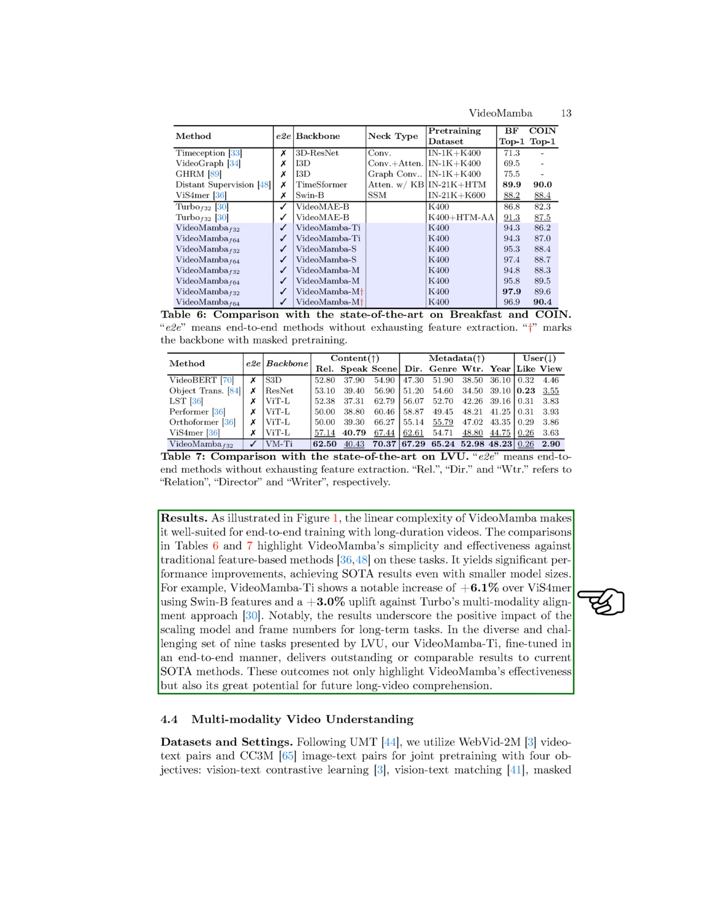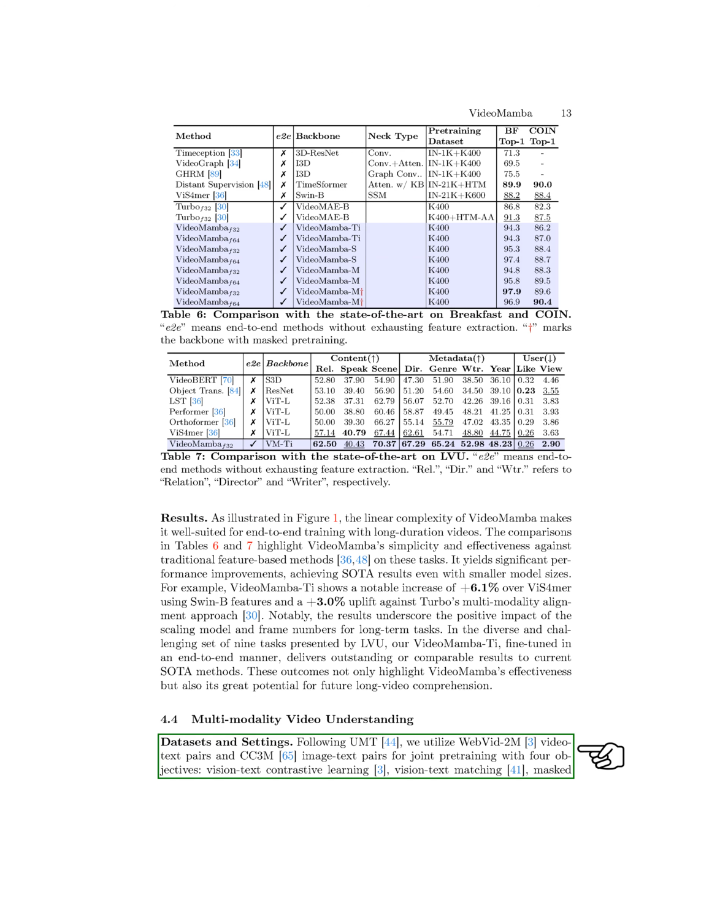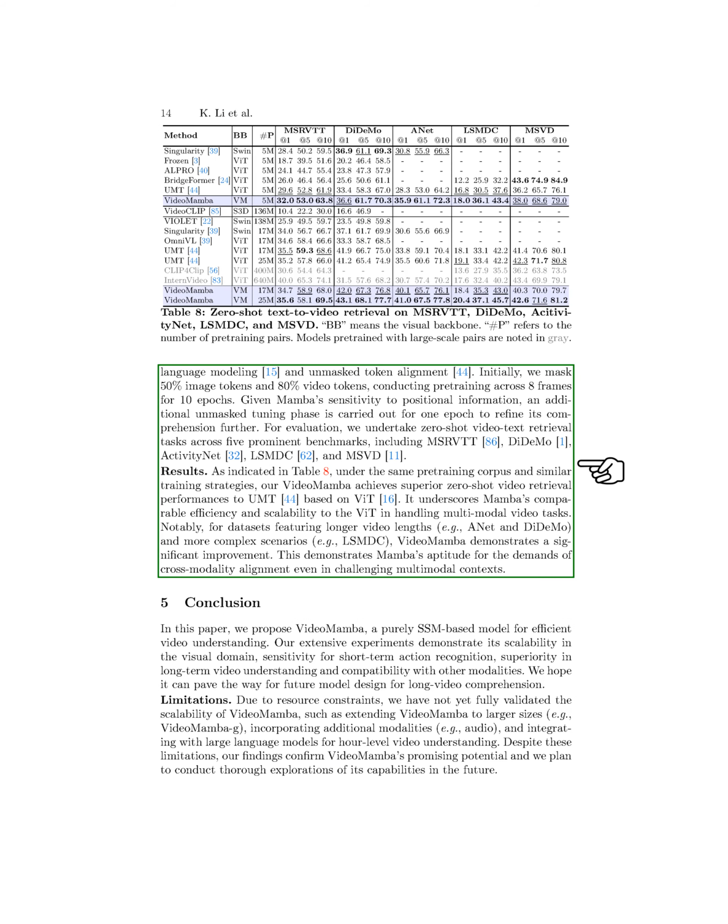Section. Multimodality video understanding. In this section, we utilized WebVid-2M video-text pairs and CC3M image-text pairs for joint pre-training with four objectives. These objectives include vision-text contrastive learning, vision-text matching, masked language modeling, and unmasked token alignment. Initially, we masked 50% of image tokens and 80% of video tokens during pre-training across 8 frames for 10 epochs. Due to Mamba's sensitivity to positional information, we conducted an additional unmasked tuning phase for 1 epoch to enhance its comprehension. For evaluation, we performed zero-shot video-text retrieval tasks on 5 benchmarks: MSRVTT, DiDeMo, ActivityNet, LSMDC, and MSVD.